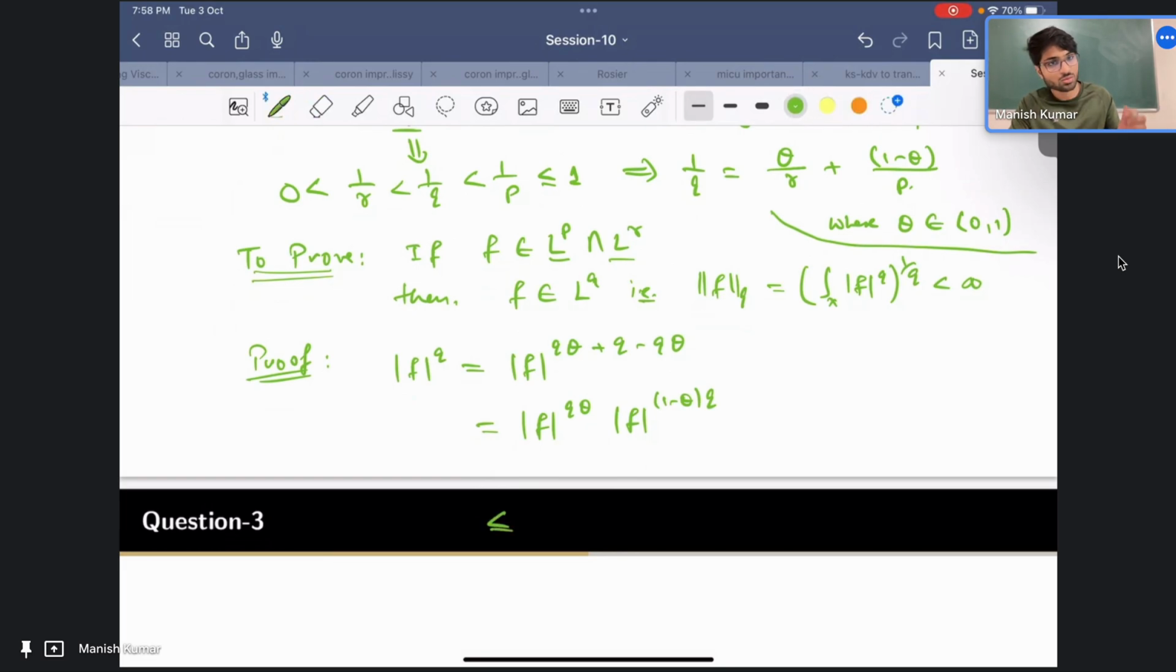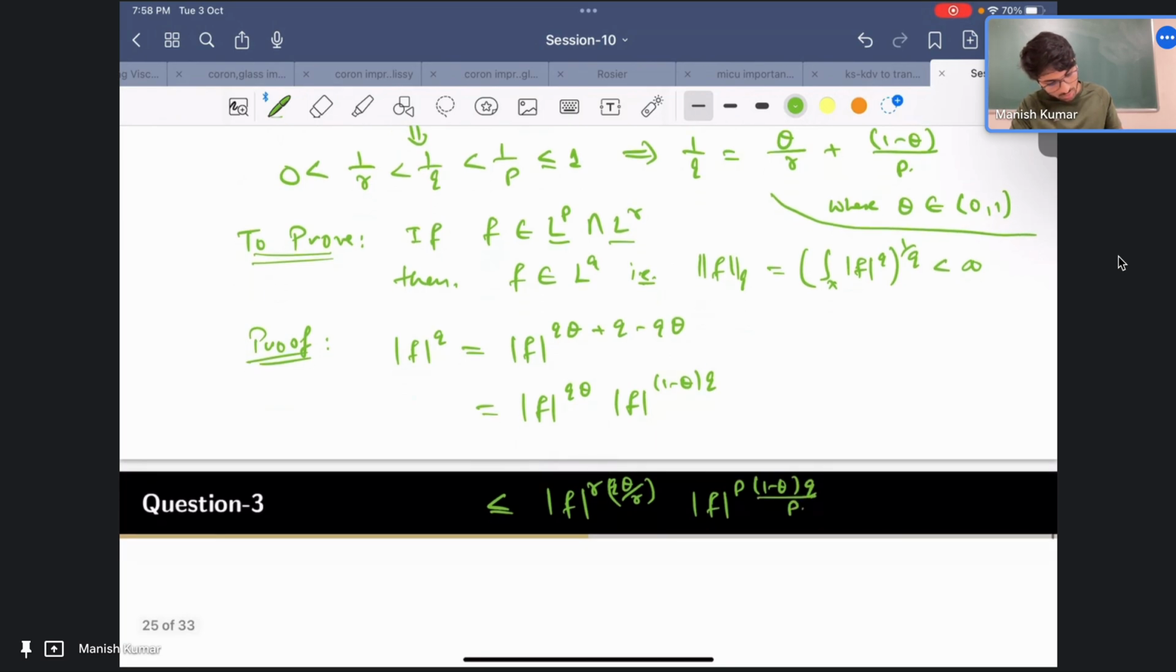I'll use Holder's inequality. That will be coming, but let me just formulate this properly. You will have to write f with p. So p is with 1 minus theta, and let me write r. So this is mod f^r to the power q theta by r, and let me write mod f^p to the power 1 minus theta q by p.